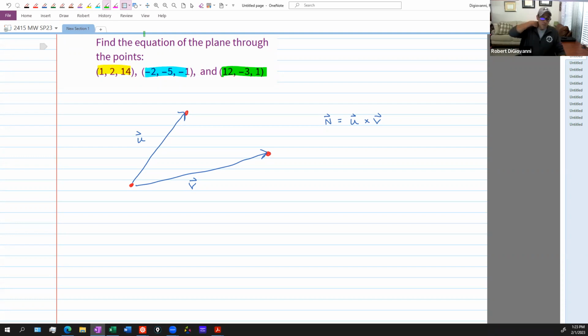I want to speed this up a little bit. Let's create the vectors U and V first, and then I'm going to use some technology to do the cross product. I'm going to label my points right now. This is the point (1, 2, 14). This one is (-2, -5, -1). And this one is the point (12, -3, 1). And if I do that, then the vector U is the vector that goes from here to here. Well, let me do something real quick.